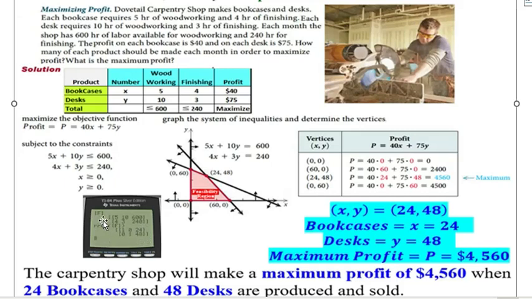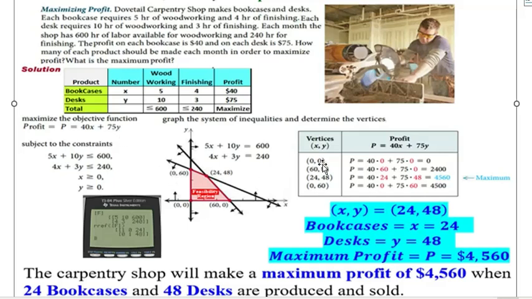Create a matrix called F, and that matrix is for x is 5, 4, for y is 10, 3, then augmented with 600, 240, then do rref of F, then that is 1, 0, 0, 1, and the result is 24, 48. That is, this corner is 24, 48. Then evaluate the objective function, which is the profit 40x plus 75y, at the corner points.